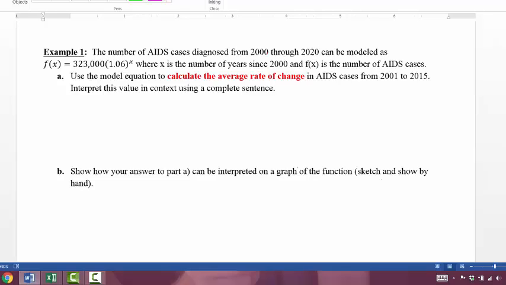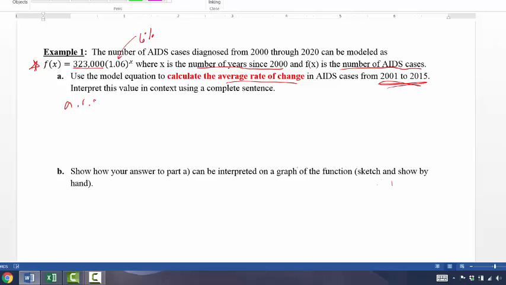So in this problem, we've been given an exponential function that has a starting value, a y-intercept, 323,000. We see that it's an exponential function that's increasing at a rate of 6% every year. It tells us that we're inputting the number of years since 2000 and it's outputting the number of AIDS cases. We've been asked to find the average rate of change of this function from 2001 to 2015. So recall, average rate of change is going to be our change in y over change in x on this function between those 2 points.